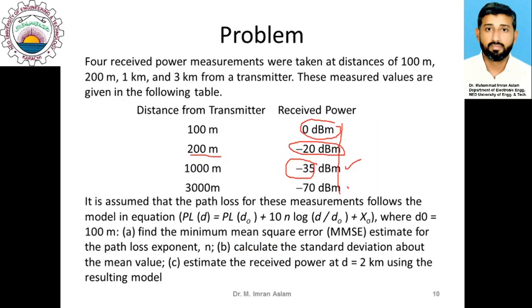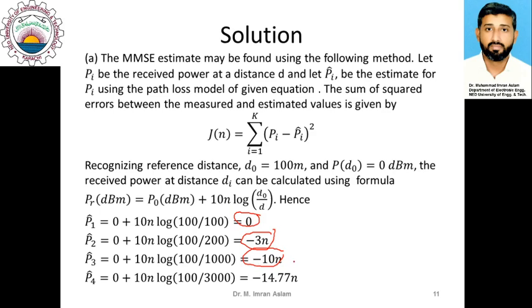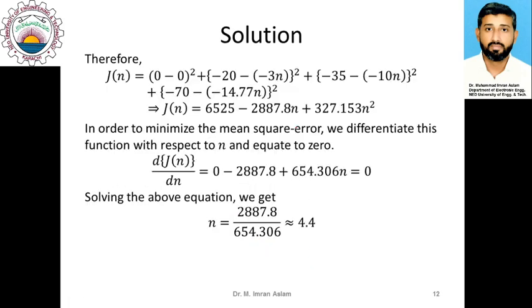Similarly, the fourth difference is between the fourth measured value, which is minus 70, and the formula value, which is minus 14.77n. So the fourth term will be minus 70 minus of minus 14.77n whole squared. You can see that these are simple whole squared formulas, and you can simply expand them, and this Jn turns out to be 65.6525 minus 2887.8n plus 327.153n square.